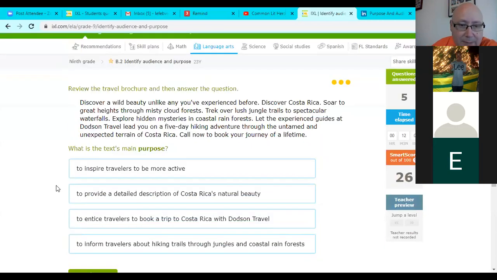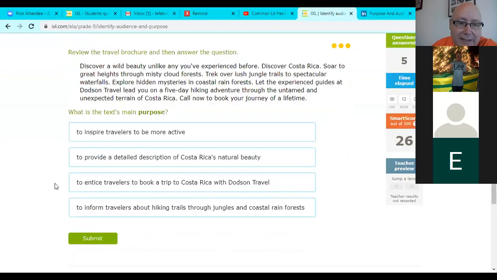What's the text's main purpose? To inspire travelers to be more active, to provide a detailed description of Costa Rica's natural beauty, to entice travelers to book a trip to Costa Rica with Dodson Travel, to inform travelers about hiking trails through jungles and coastal rainforests. Heiko, unmute your mic and tell me what you think. I think it's to scam travel, so that would be like around the C.